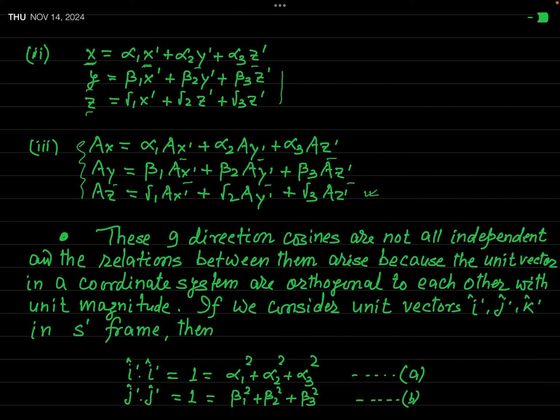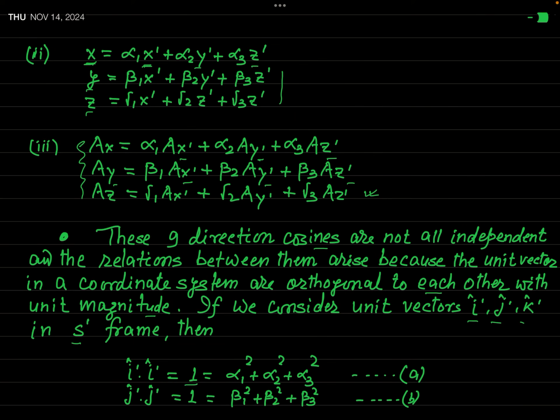So now you can see that these 9 direction cosines, 3 alphas, 3 betas and 3 gammas, are not all independent, and the relations between them arise because the unit vectors in a coordinate system are orthogonal to each other with unit magnitude. And if we consider unit vectors I prime, J prime, K prime in frame S prime, then you know I dashed dot I dashed, what will be equal to it? This is equal to 1.